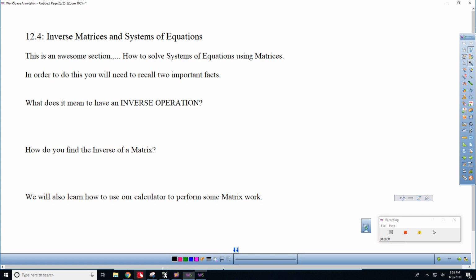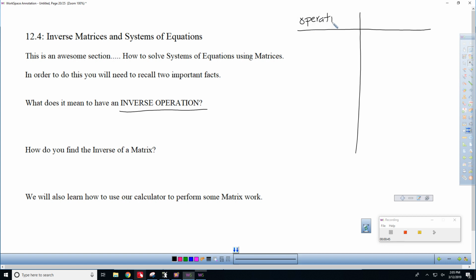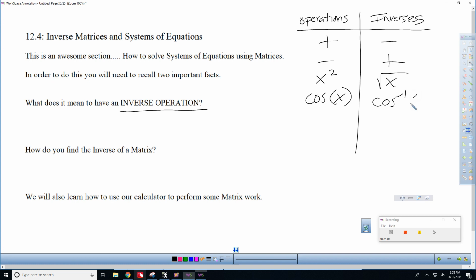So what do we need to know in order to do this? What does it mean to have an inverse operation? You know this. You've got operations, and then you have their inverses. Their inverses essentially undo whatever that operation did. So what was the inverse of addition? It was subtraction. What was the inverse of subtraction? It was addition. What was the inverse of squaring something? Square rooting something. What was the inverse of taking the cosine of something? Taking the cosine inverse of something.